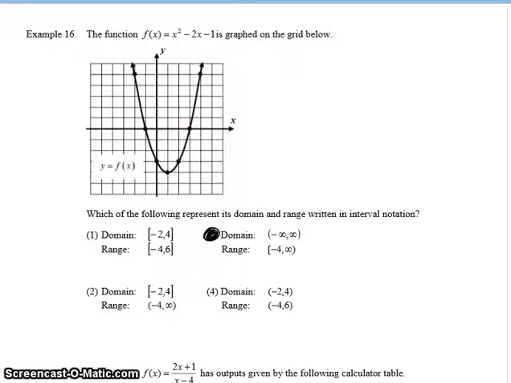Okay, my range, remember, you highlight up and down. The lowest point is down there at negative 4, but then look, again, the arrows are continuing, it's going to positive infinity. So it's definitely going to be my choice.